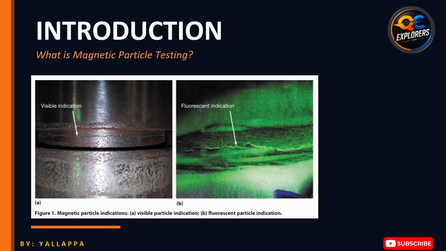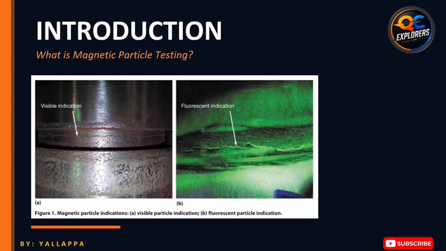There are two familiar presentation modes. Visible particles are selected to contrast with the surface and are evaluated under suitable white light. Fluorescent particles emit visible light when excited by UVA, normally around the 365 nanometer region, giving a high contrast indication in a properly darkened inspection area. Notice the important distinction: the particles do not chemically react with the crack. They respond to magnetism. That is why field direction, magnetizing strength, particle properties, lighting, and surface condition all directly influence sensitivity.